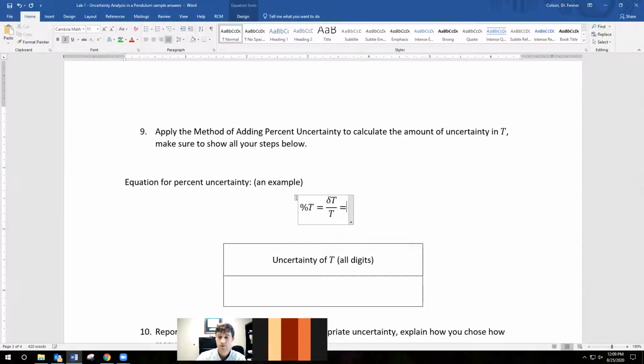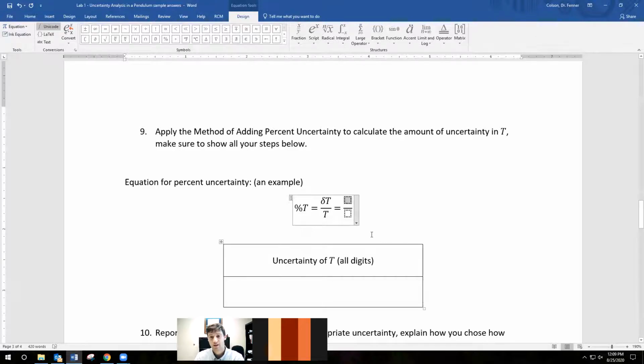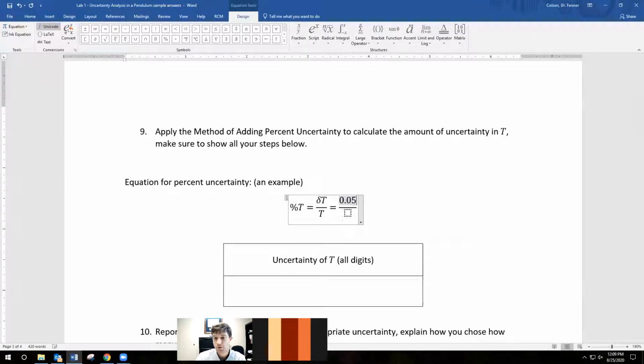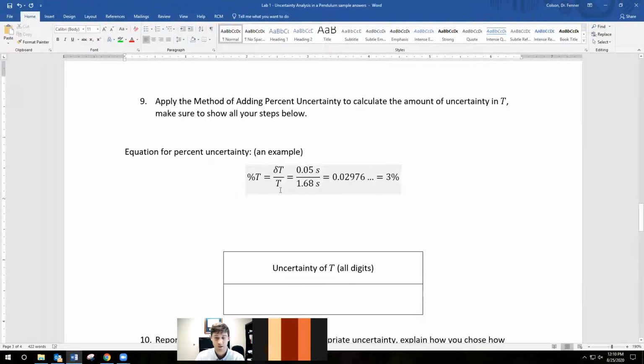I did talk about percent uncertainty in my lecture, but if you haven't seen it in your lecture, the percent uncertainty will just be the uncertainty, which would be 0.05 seconds divided by 1.68 seconds, of course, and that would be an example. So 0.05 divided by 1.68 is 0.02976, etc., which would equal 3%. So 3% uncertainty. That's just an example, so that's not necessarily what you'd have to include in your answer.